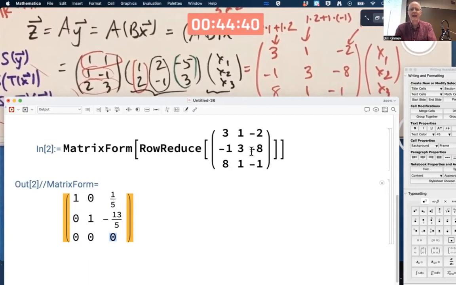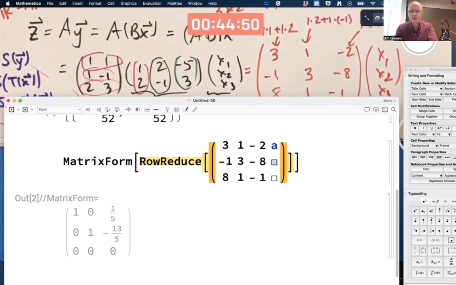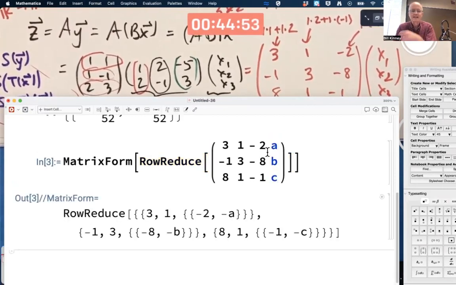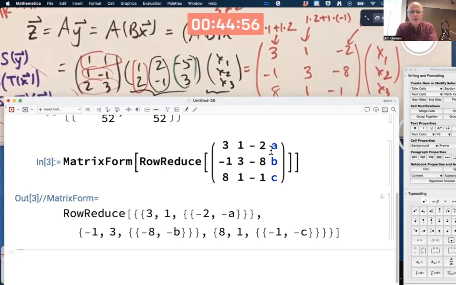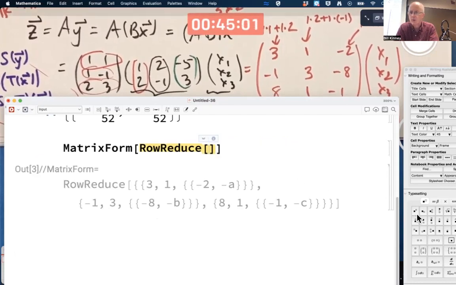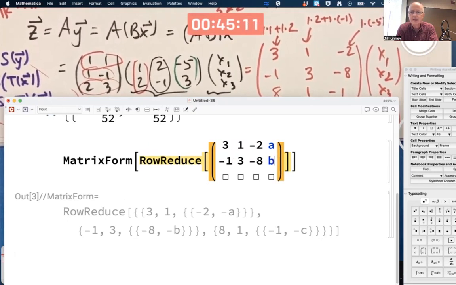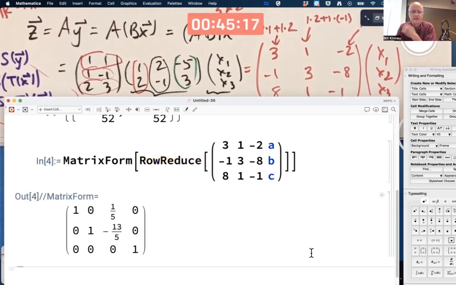Let me go ahead and try to see if I can add another column here. No, that didn't work. Well, I guess I can do this one by one. Let's try this with an arbitrary A, B, and C there. It's not working. Okay. Oh, I think that's because Mathematica doesn't know what I'm doing. Hang with me. Let's try to redo that. This is worth doing. Okay, so the original matrix again, 3, 1, -2. Let's put an A here. -1, 3, -8. B, 8, 1, -1. C. I'm trying to solve an arbitrary system.